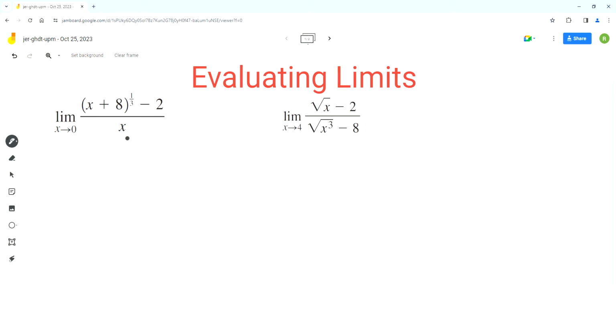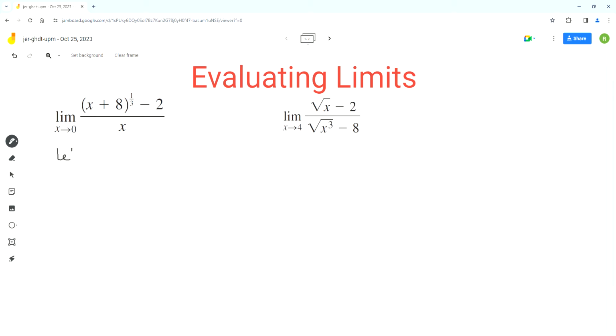Now for this limit problem, we cannot use direct substitution because if we sub in x as 0, the denominator becomes equal to 0 and that will make this fraction undefined. So we'll have to use the variable substitution or u-substitution. So for this problem, we'll do the substitution.